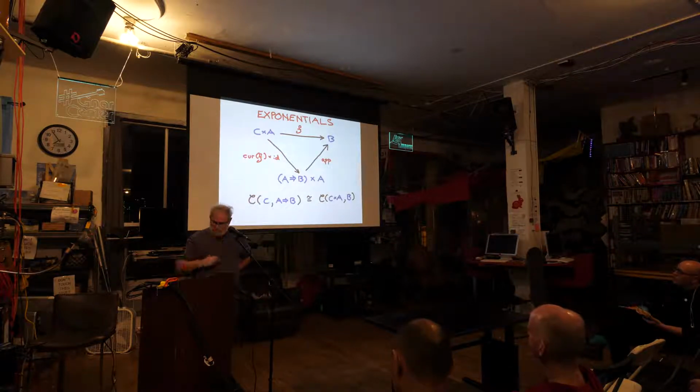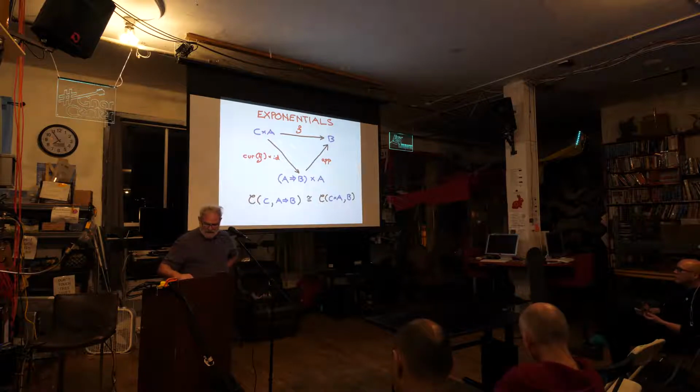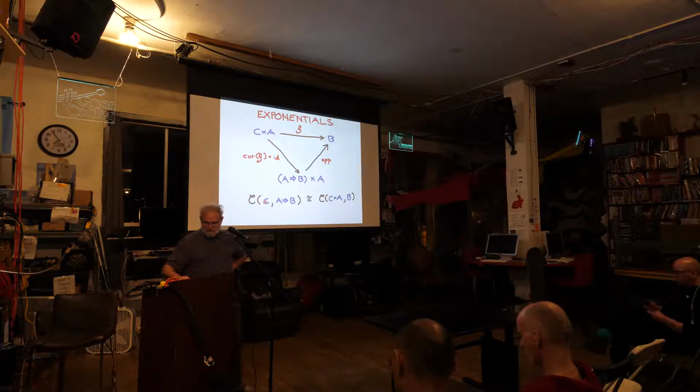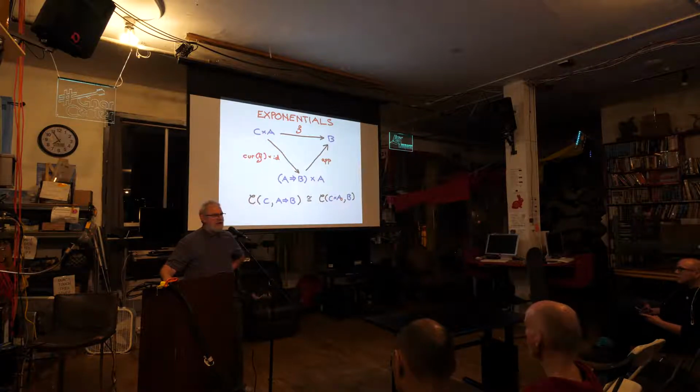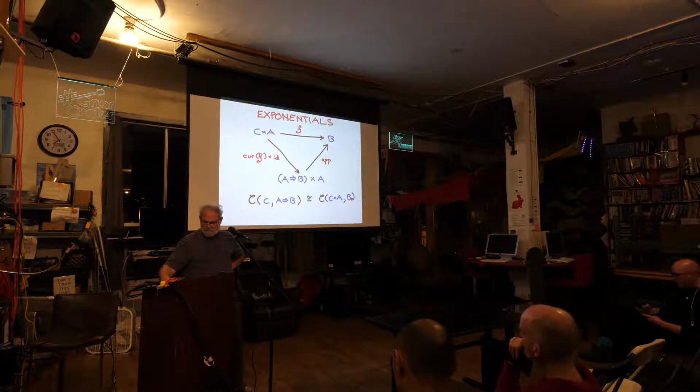So, and then what are we saying? Well, we're saying, again, in very compact form, that the set of arrows from C to A fat arrow B are in one-to-one correspondence with the arrows from C times A to B. So here we have an A arrow B. Here we have C on the left and A arrow B on the right. Here we have C times A on the left and B on the right. So an arrow here turns into a arrow here.